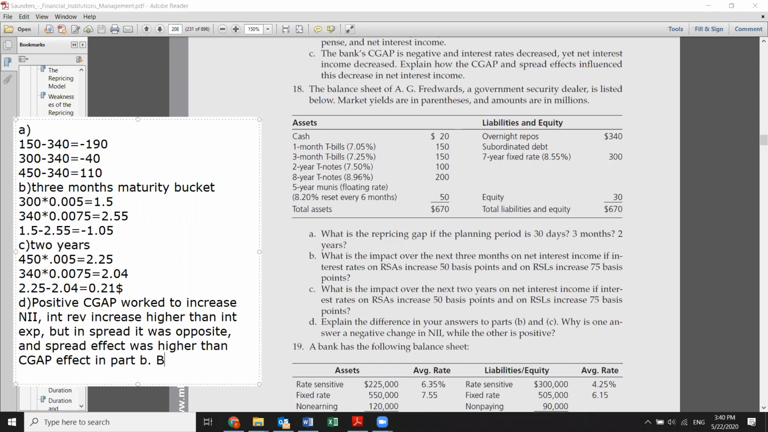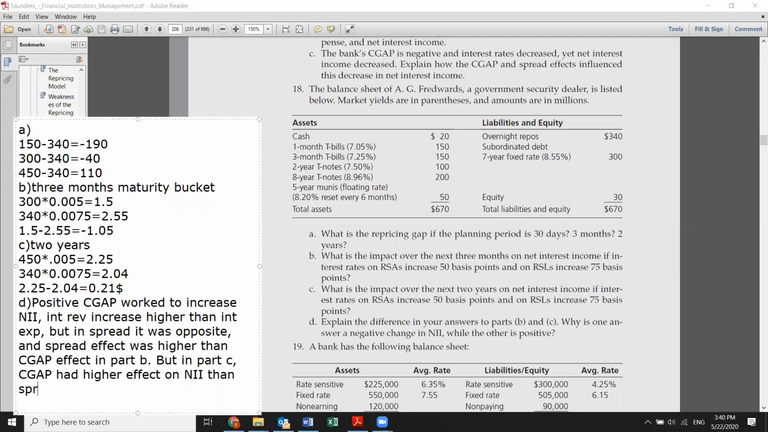But in part C, cumulative gap had higher effect on net interest income than spread effect. Is that clear?